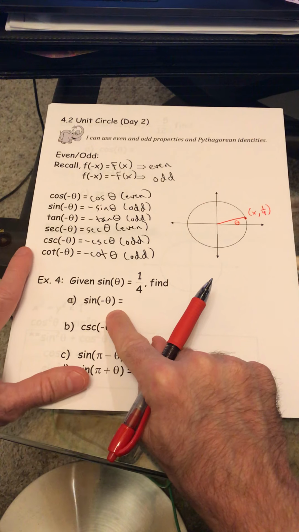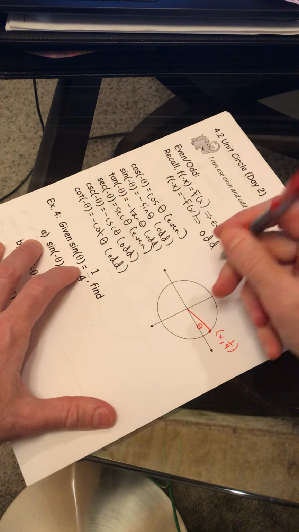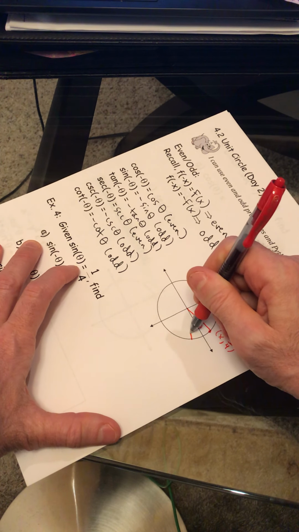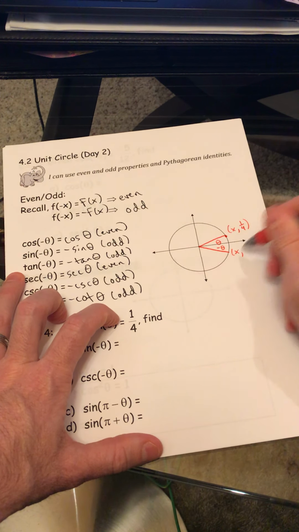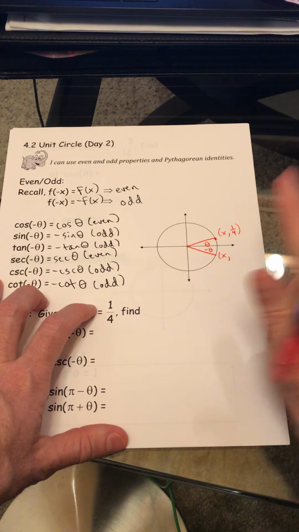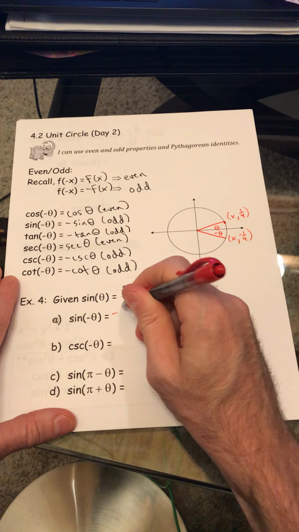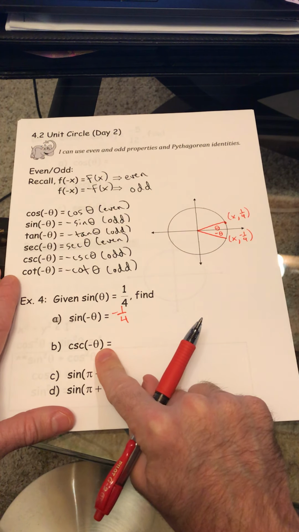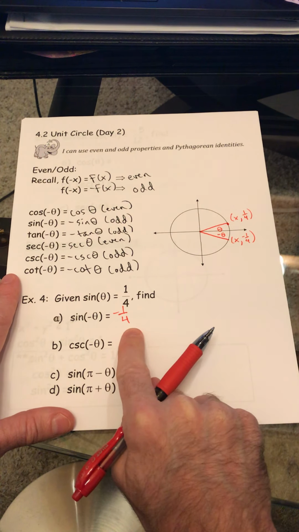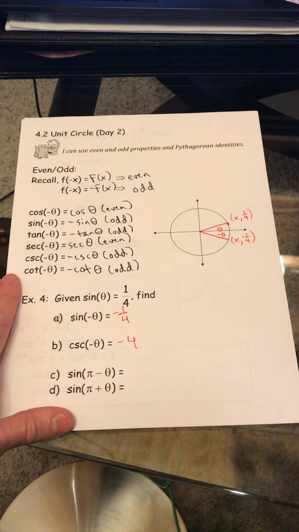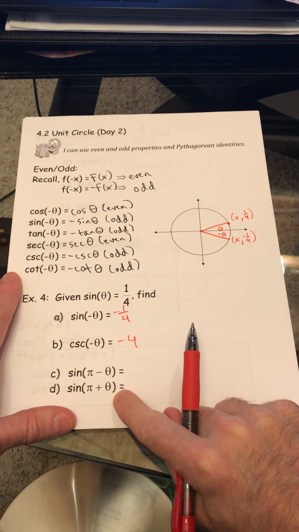Now, there's a couple of different ways you can do this, even if you don't remember the even and odd patterns. If I were to simply go the opposite direction on the circle, negative theta, my x value, who knows, but the y value is negative. Now, cosecant of negative theta: sine and cosecant are reciprocals. The reciprocal of negative 1/4 is negative 4. All right, I'm going to talk about these two out of order. I think D is the easier one.